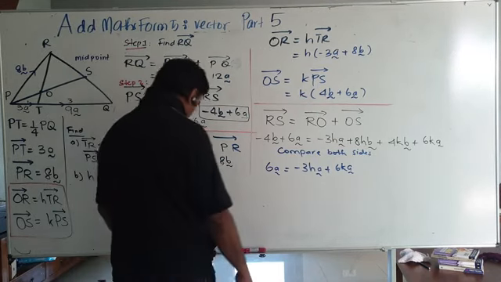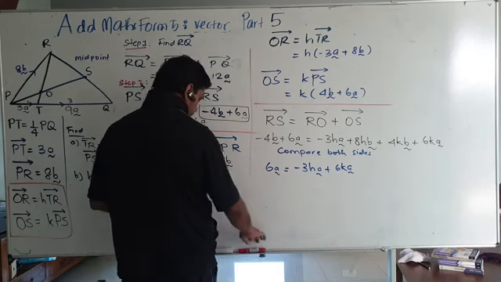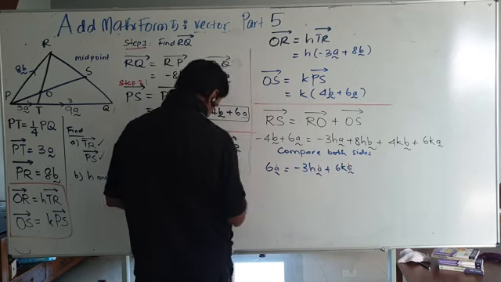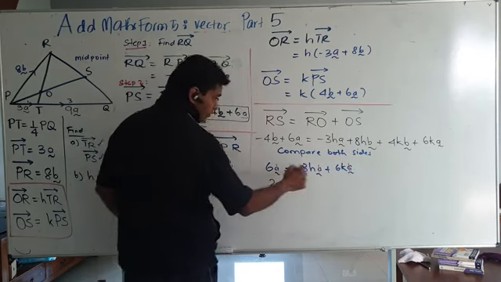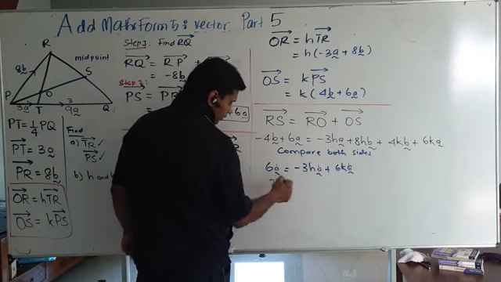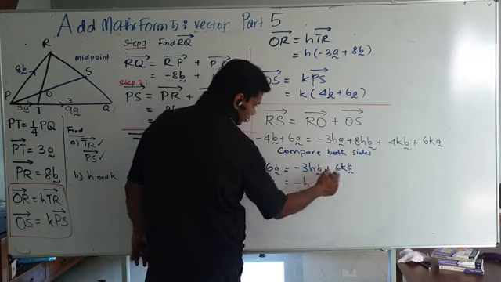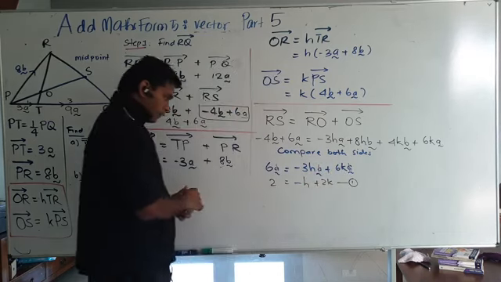So now let's simplify this stuff. Let's cancel off the A and divide everything by 2. What do you get? So you'll get 2 here, divide everything by 3. You'll get 2 divided by 3, negative H, divide by 3, you'll get 2K. So this is your equation number 1.